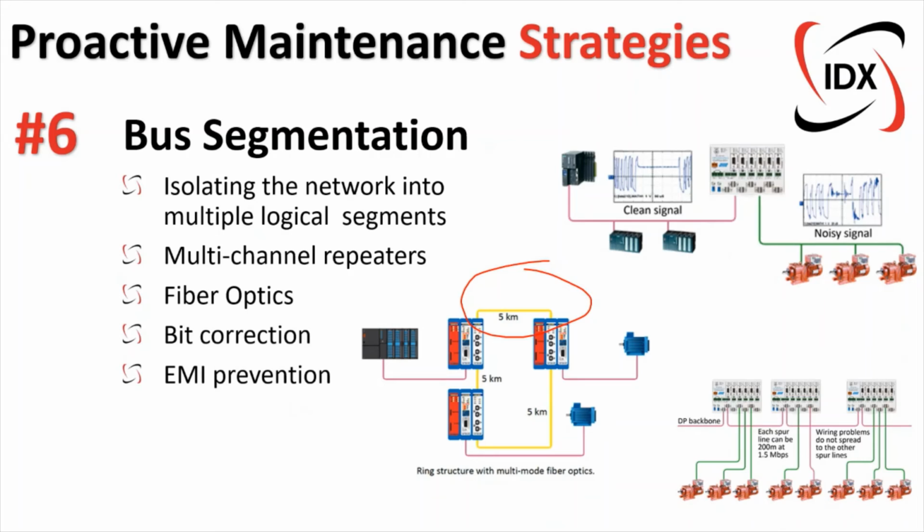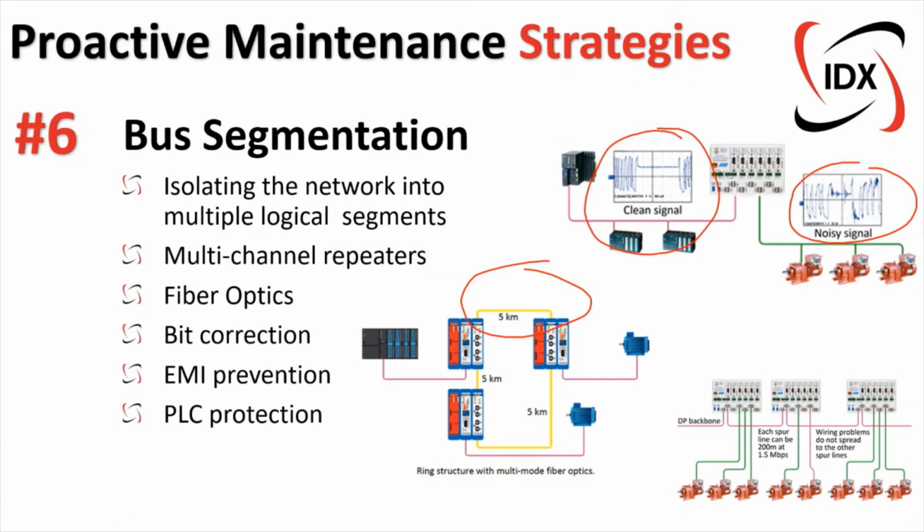A lot of these devices, such as fiber optic repeaters and multi-channel repeaters, have something called bit correction, where if there's a noisy signal on one segment that's quite distorted, it will clean that signal up and boost the level to give you a neater and clean signal on other segments, thus preventing cross interference between multiple different segments. It also is brilliant for EMI type prevention.